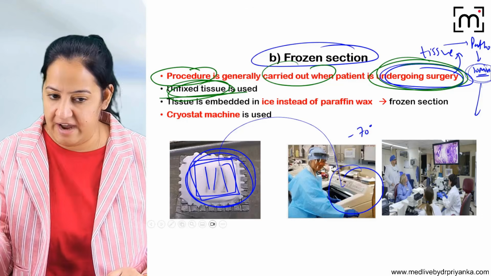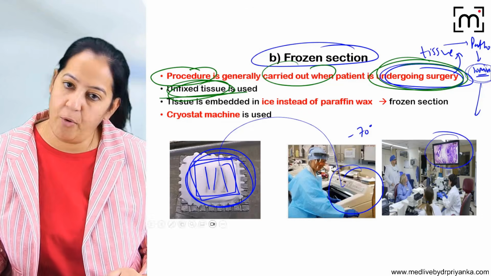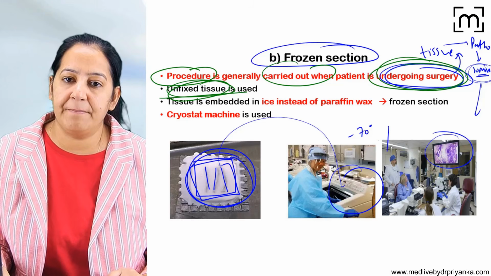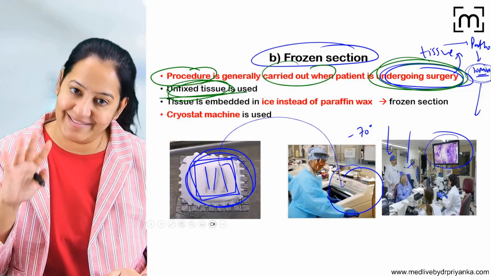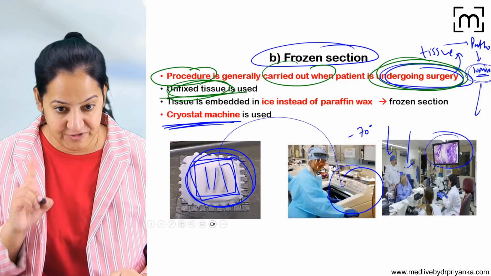And once we have done the cutting, we will stain it and we will see it and we will report. Intraoperatively, the surgeon will take the decision based on that. So surgeon and pathologist together have a look at the slide and they decide the further course of action. The name of the instrument is cryostat machine. So see, I will show you a video.